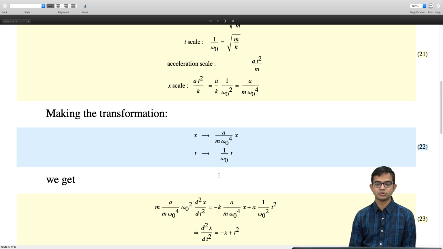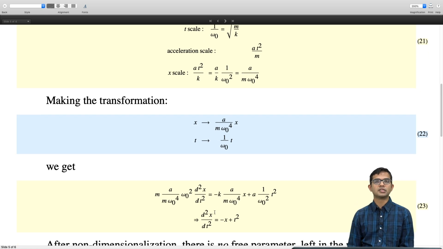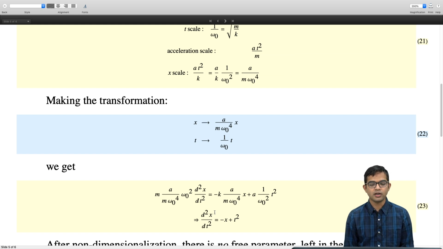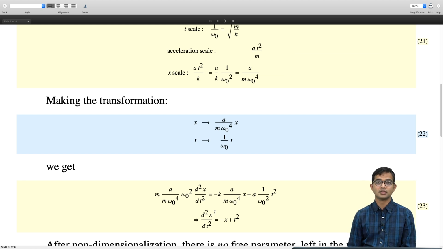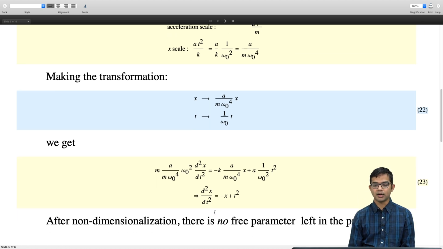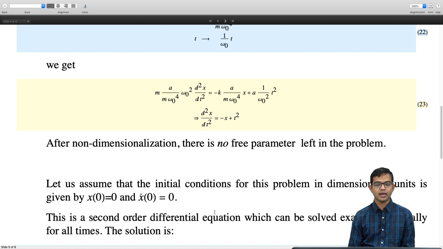So you'll see that on both sides a lot of cancellations will happen, and crucially what has changed on the right hand side is that I have a by omega naught squared because there's a t squared sitting there. And so a lot of these things will just cancel out, and finally my differential equation is a very simple d squared x by dt squared is equal to minus x plus t squared. So once again, no free parameter, right? x of 0 equal to 0, x dot of 0 equal to 0.